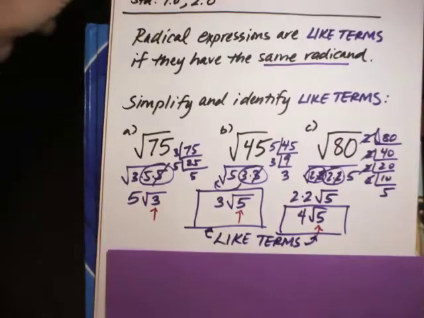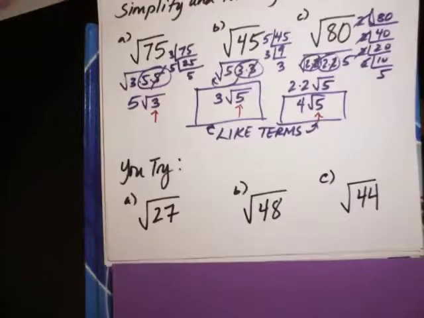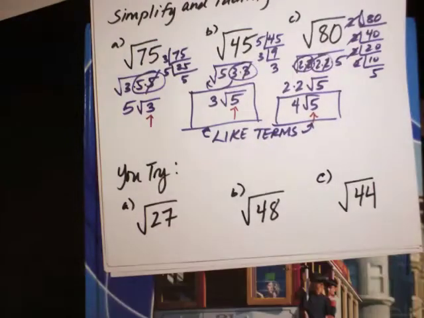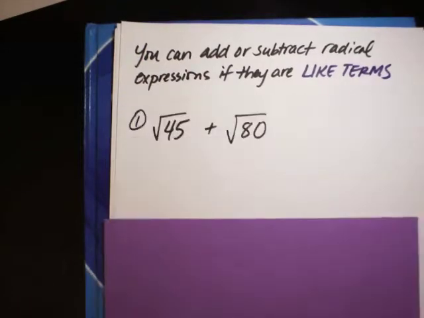I'd like for you to try your own example between A, B, and C. Given, please simplify and identify which ones are like terms. The significance of identifying whether radical expressions are like terms is that you can operate on them, meaning you can add or subtract if they are like terms. So we're going to use that general idea to take a look at this problem here. Remember, we can add and subtract only if they are like terms.